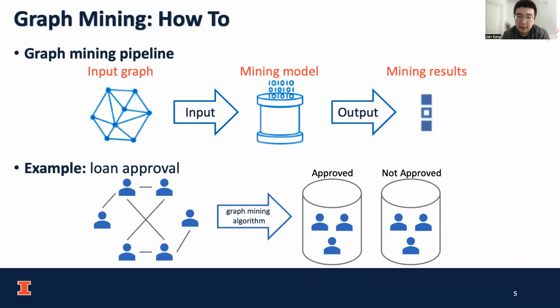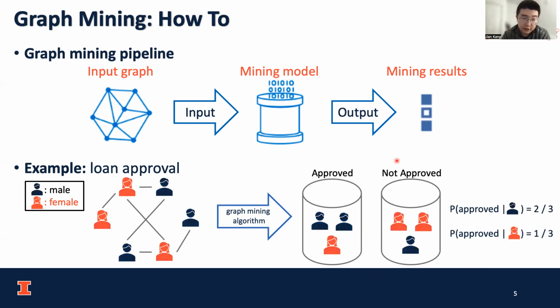To answer this type of who and what question, we often follow a very simple pipeline where we have an input graph, and then the input graph will be fed into some graph mining model, and then the mining model will output the mining results. Let's see this very simple toy example of loan approval. Suppose we have a network of loan applicants as shown here, and then we apply a node classification algorithm on this network. As a result, this algorithm will classify each applicant as approved or not approved for the loan.